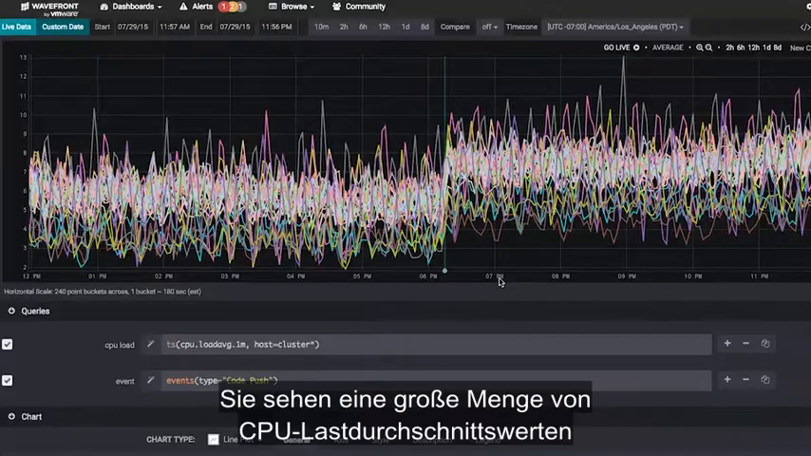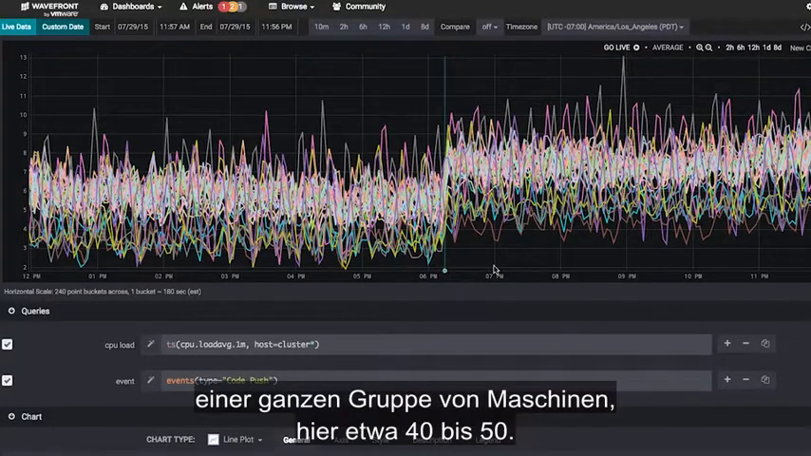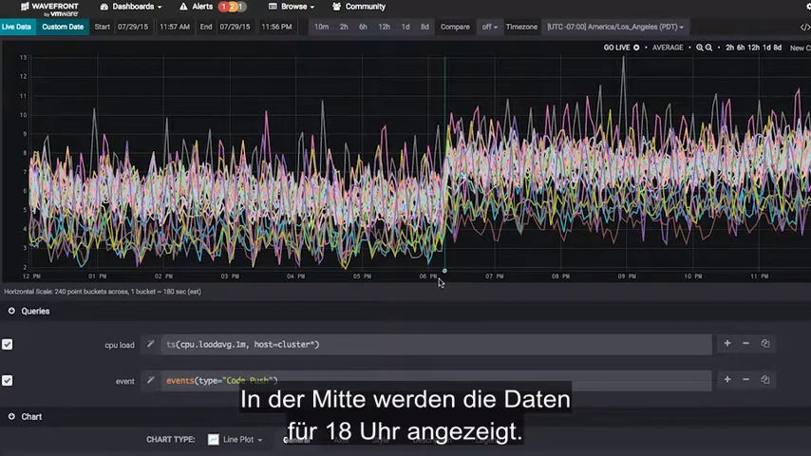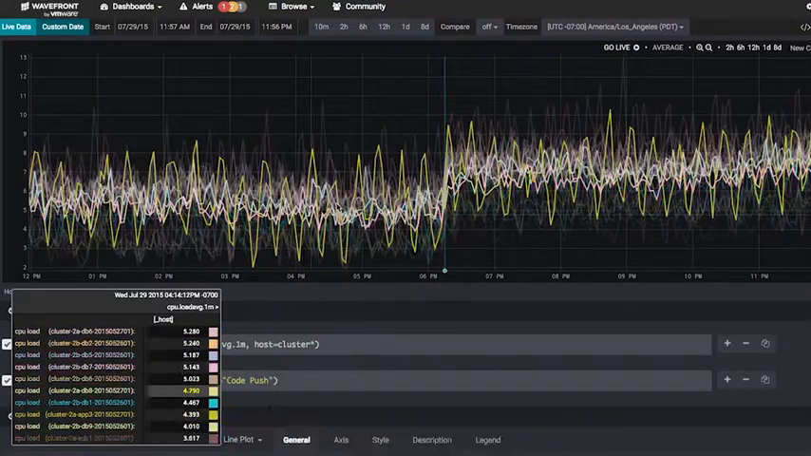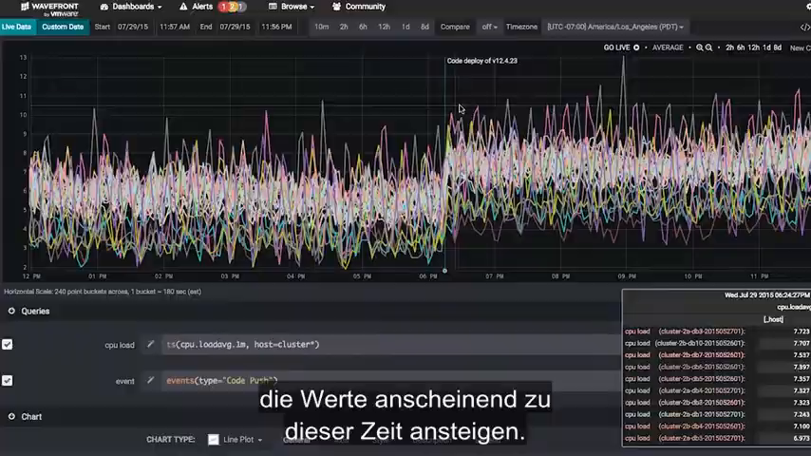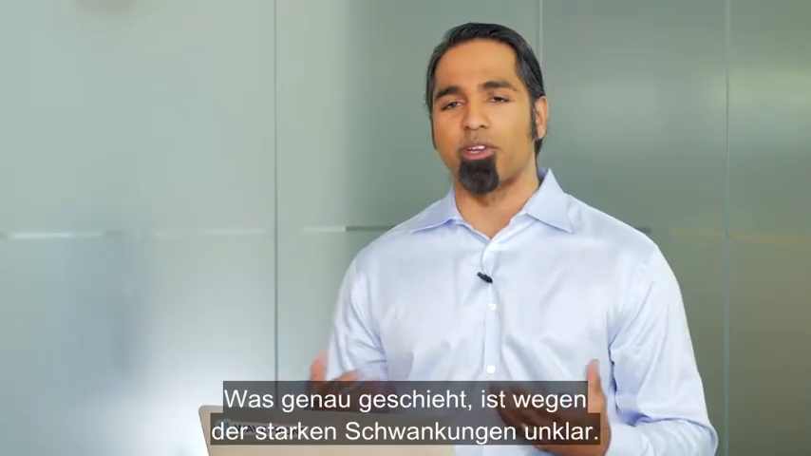Let's take a look. Here we're looking at a whole bunch of CPU load averages across a fleet of machines, about 40 or 50 here. We're looking at 6 p.m. right here in the middle. You can see that the entire cluster seems to sort of rise up at that time, but it's not quite clear what's happening. It's very noisy, very messy.